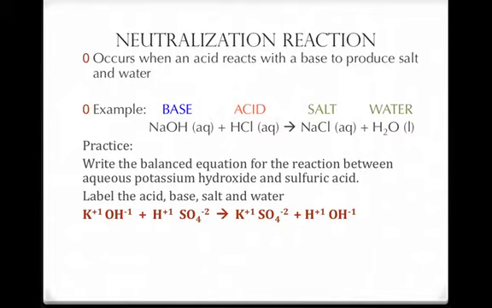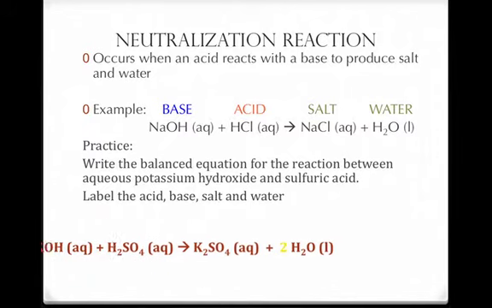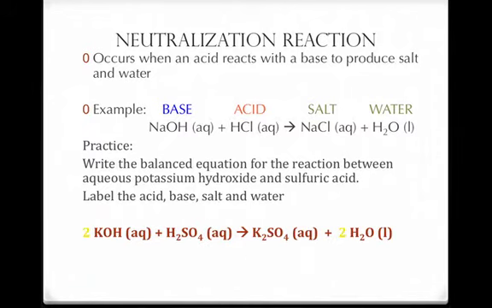All right, now that you got that, hopefully you paused it while you were working that through. Let's see what the answer is. All right, so we have our balanced reaction, of course. 2 potassium hydroxides plus sulfuric acid makes potassium sulfate and 2 waters. Which one is the acid, which is the base, which is the salt, and which is the water? Go ahead and pause while you identify them.